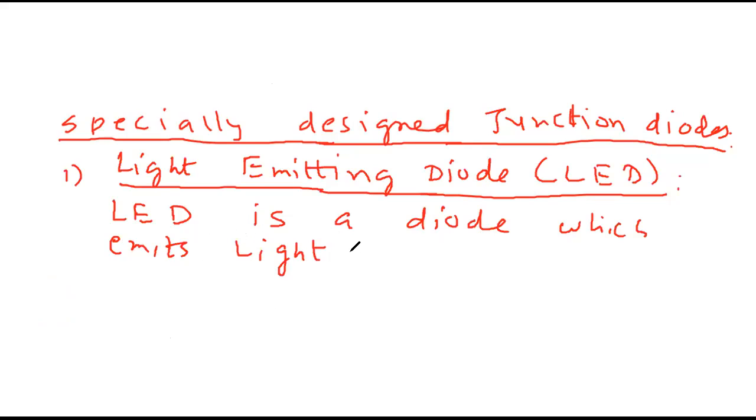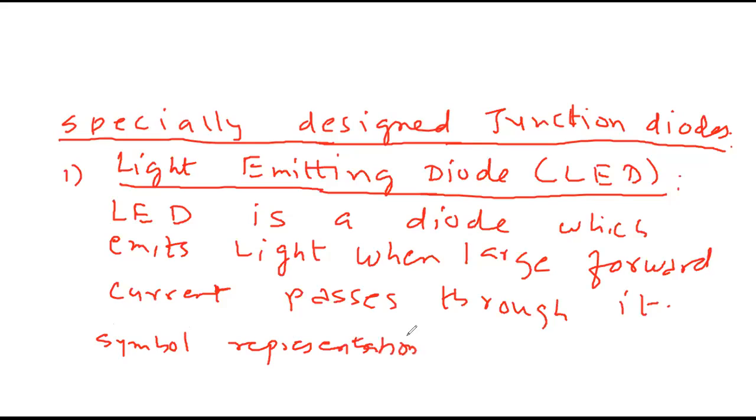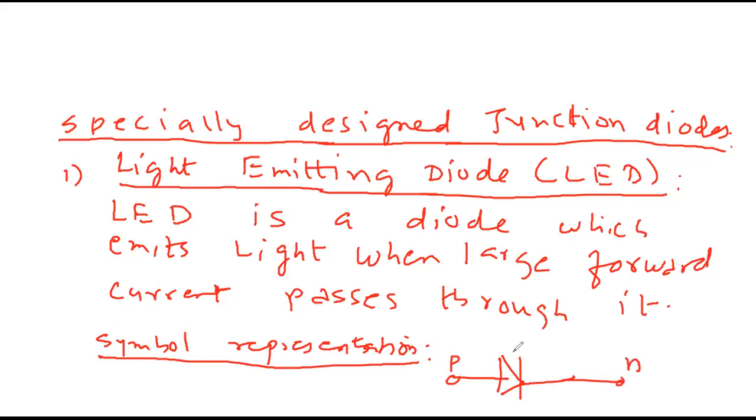Light emitting diode is a diode which emits light when large forward current passes through it. Forward current means when it is forward biased, current passes through it. Symbolic representation. Symbolically, this is a junction diode. This is P side, this is N side. It emits the light, so here you have to show the light coming out from here. Two rays, right, this much.